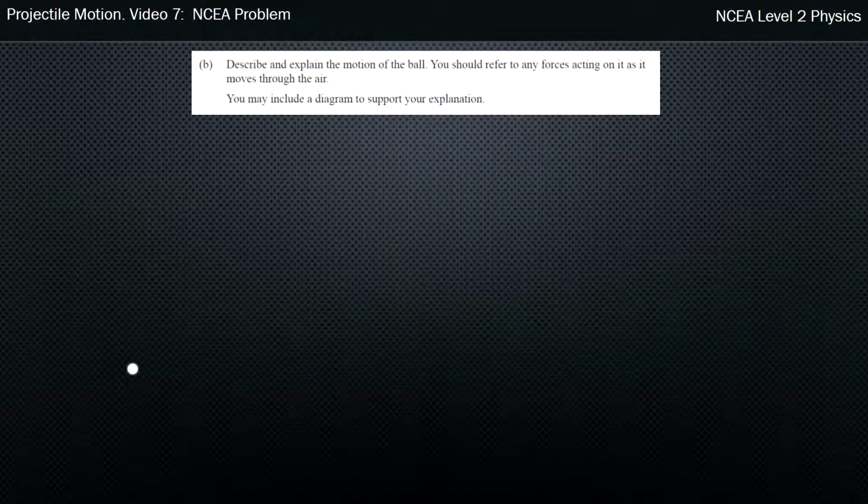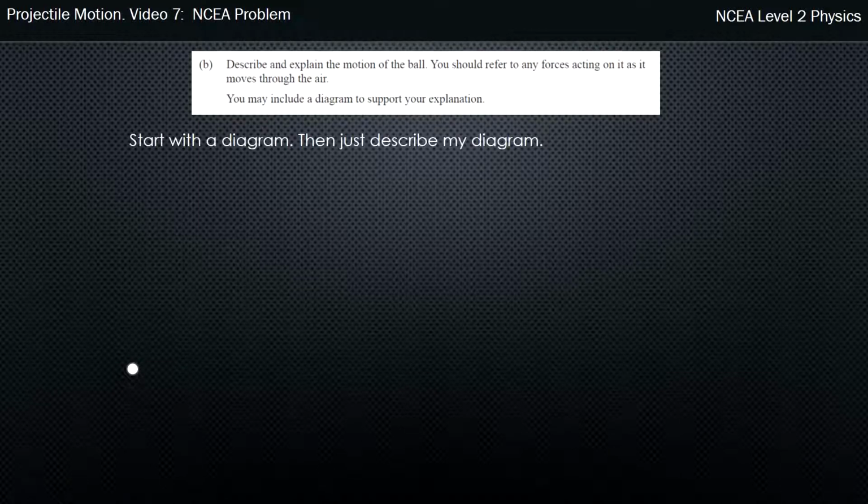Second question saying, describe and explain the motion of the ball. You should refer to any forces acting on it as it moves through the air. You may include a diagram. So I would suggest you draw a diagram. In fact, the way I do these kind of situations is I just draw the diagram, and then in my explanation I explain what I've drawn and why it's the case.